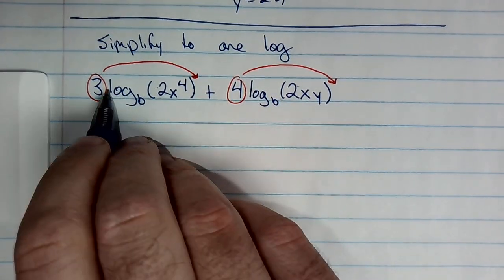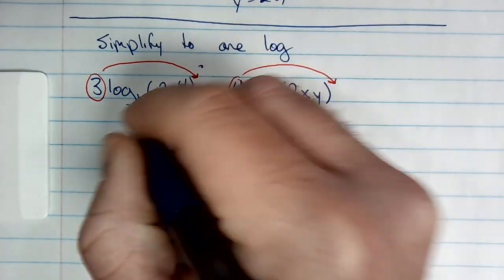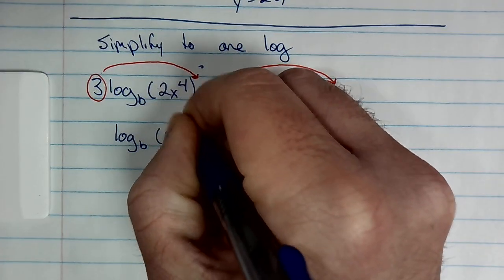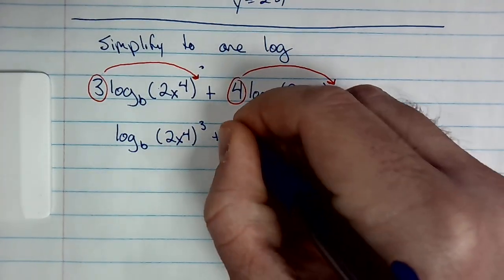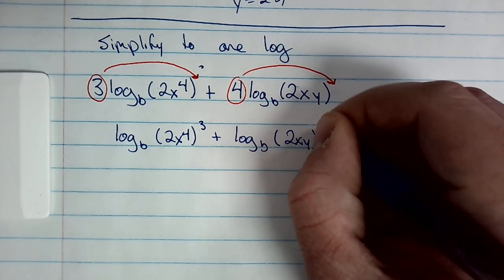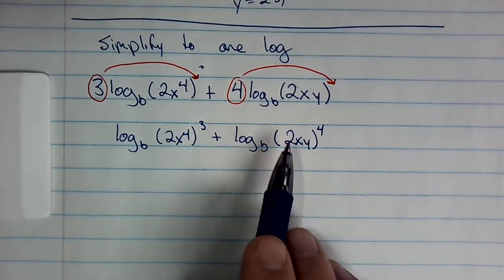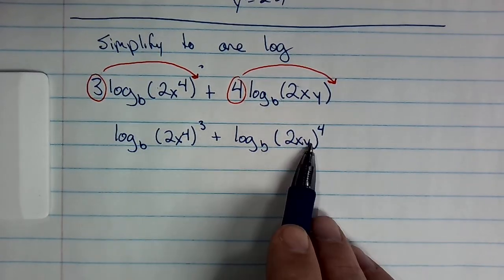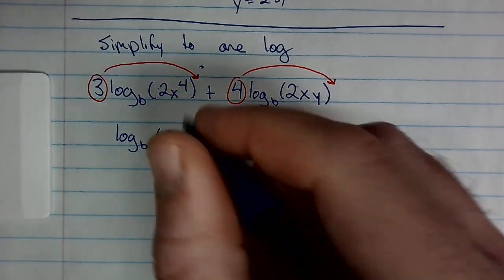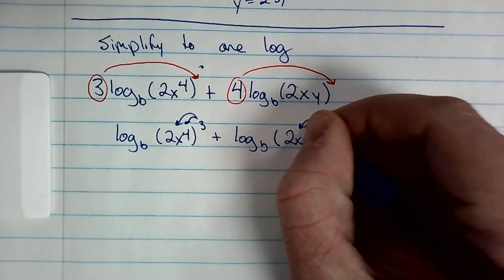So if you have a number in front of your log, it moves back as a power, right? So if I could rewrite this, I'd do 2x to the 4th, that whole thing to the 3rd. Now what do I do when I'm adding these? Do you want to simplify these first? It's the same steps no matter what. If you want to distribute this 3 through and this 4 through before you do it, that's fine.